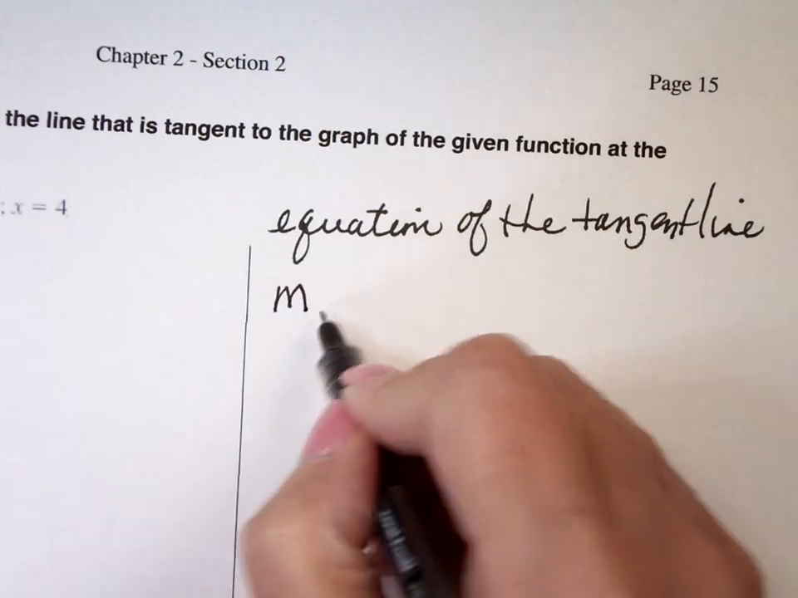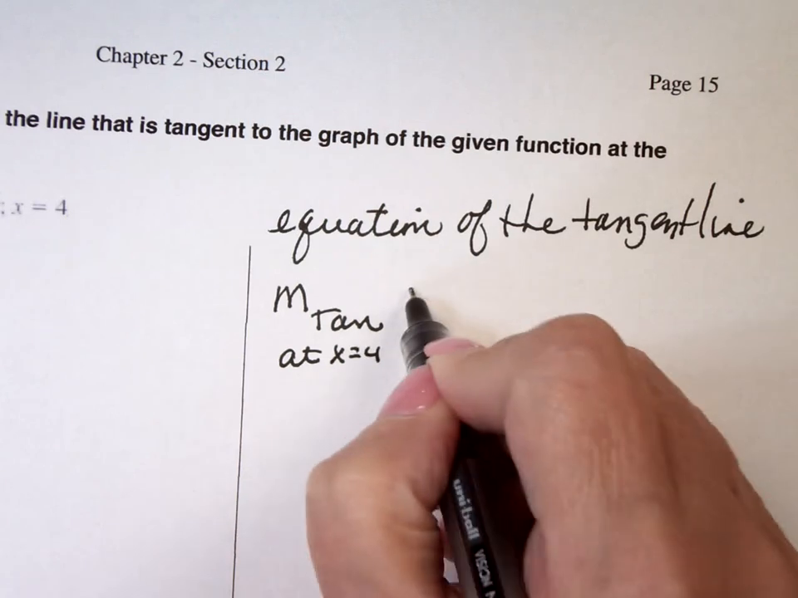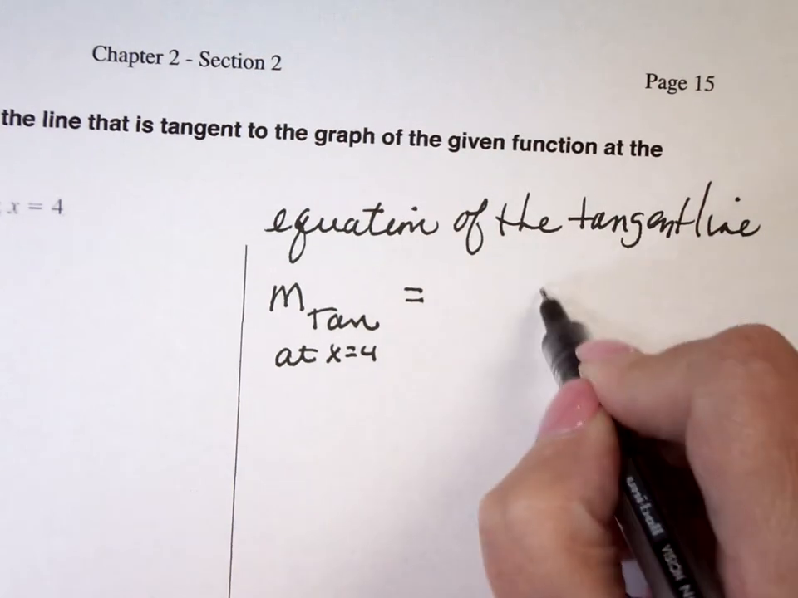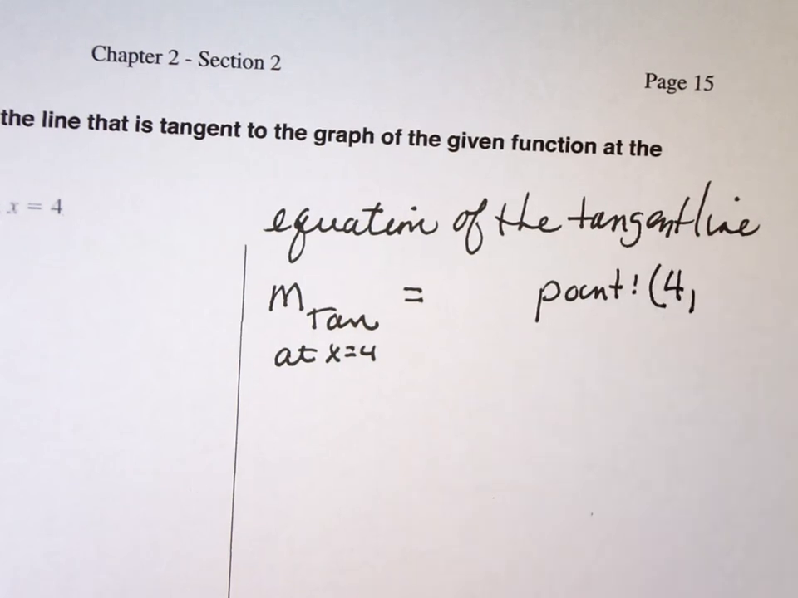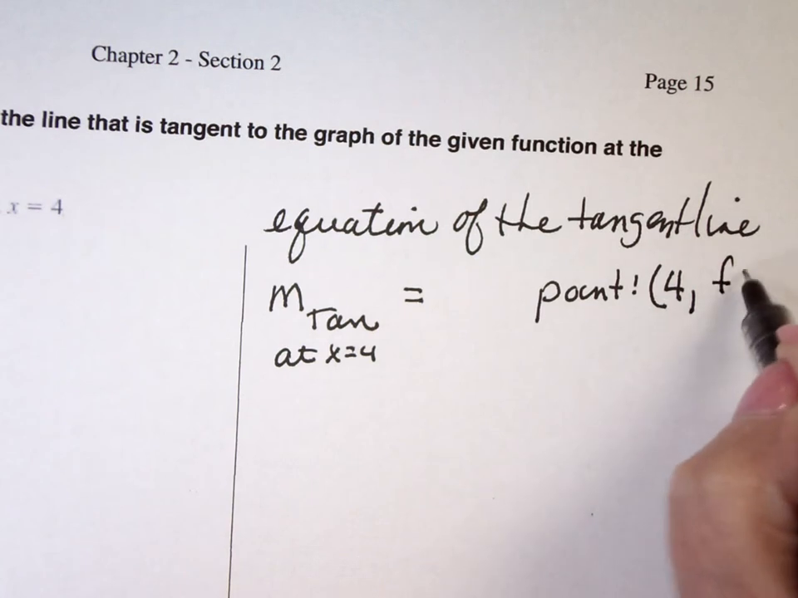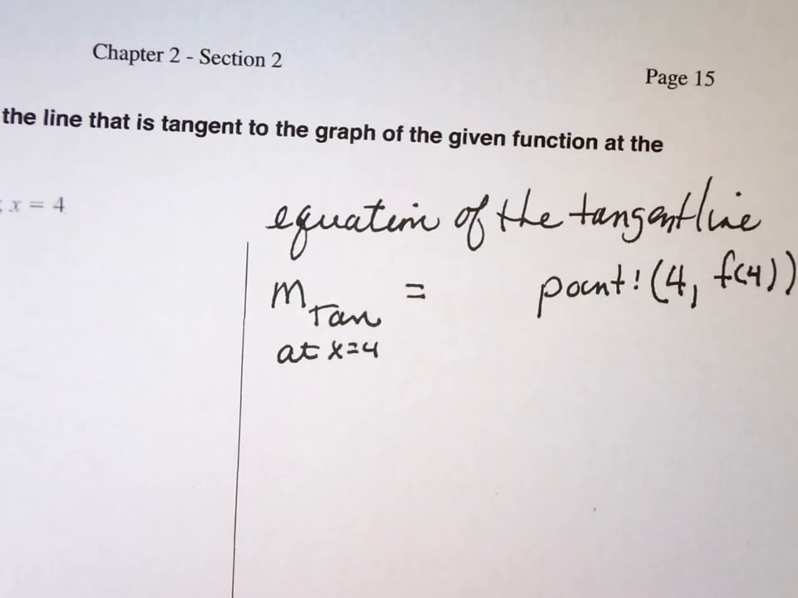I'll need the slope of the tangent at x equal 4, and I'll need a point. X equal 4, and I don't know what the y value is, it would be f of 4, whatever that comes out to be. But in order to find an equation of the line, I need the slope, and I need a point. The slope is calculus, the point is algebra, the line is algebra. So let's go after the slope.